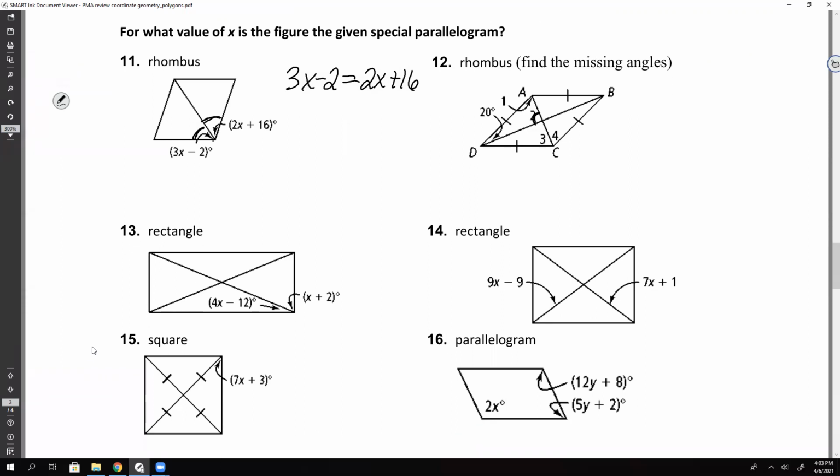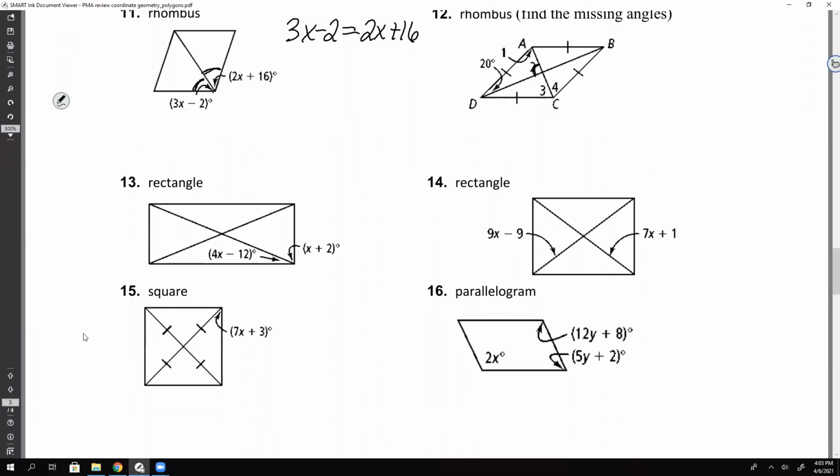So you can already figure out angle 1 there on number 12, since you know it's a right angle in the middle, and you know one of those angles is 20. Same thing here on a rectangle.